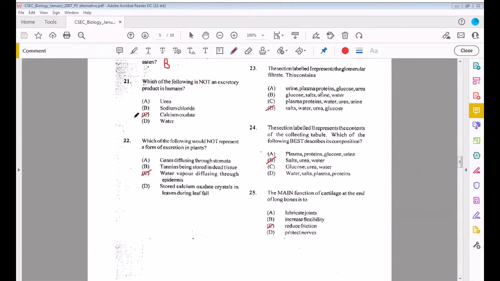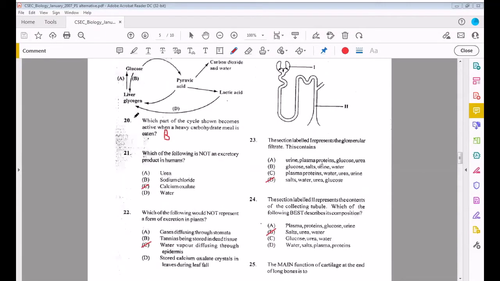21. Which of the following is not an excretory product in humans? The answer is C, calcium oxalate. 22. Which of the following would not represent a form of excretion in plants? We saw this already. The answer is C, the water vapor diffusing through the epidermis. No gas is lost through the epidermis, it is only through the stomata.